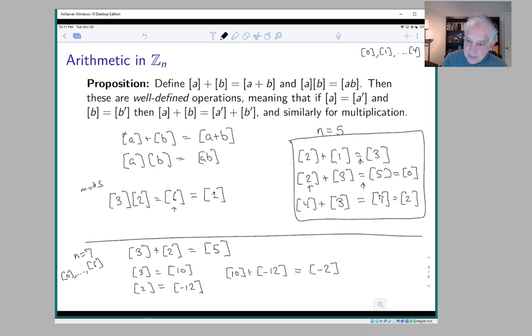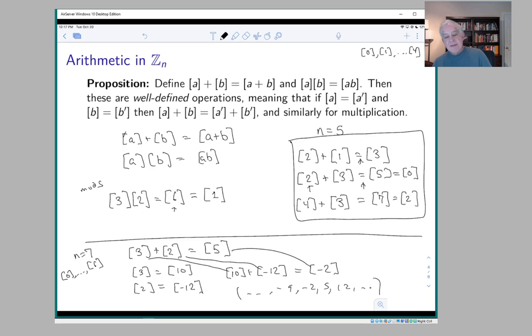And you might be a little worried here, except that actually this all checks out, because 3 is the same as 10 and 2 is the same as minus 12. And actually 5 is the same as minus 2 mod 7, because remember that these equivalence classes are just the arithmetic progressions, and the arithmetic progression for 7 that starts at minus 2 is the same as the arithmetic progression for 5. It goes minus 2, 5, 12, and so forth. If I've done this correctly.